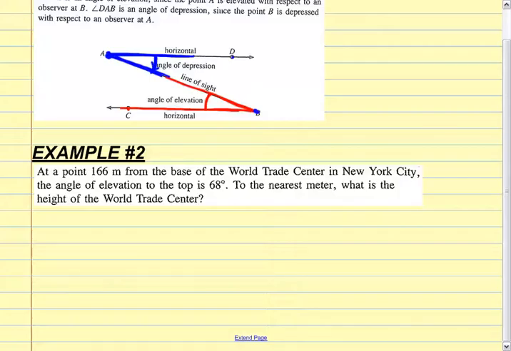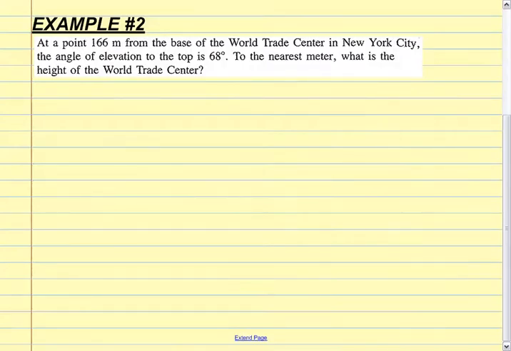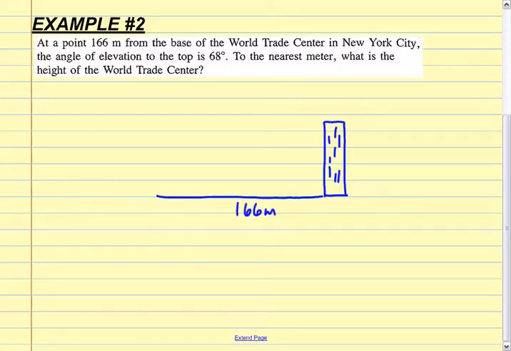This is a pretty interesting little problem because the World Trade Center obviously isn't there anymore, but we do have it in our problem here. It says at a point 166 meters from the base of the World Trade Center in New York City. So here's the building. The World Trade Centers were pretty monolithic, straight up and down, with lots of straight lines on them. Very interesting architecturally. At a point 166 meters from the base, so let's just say 166 meters. Maybe about that long.